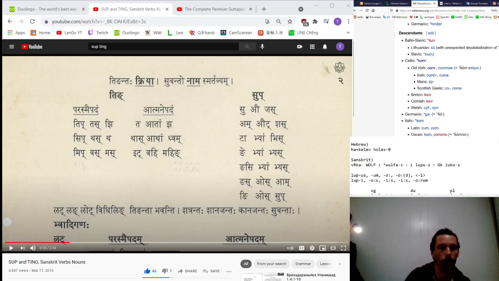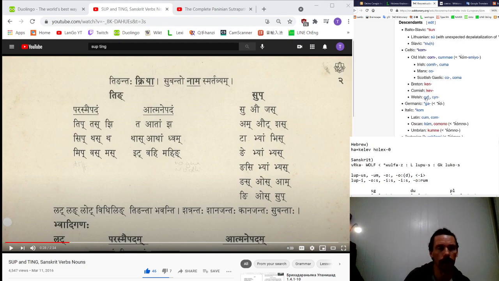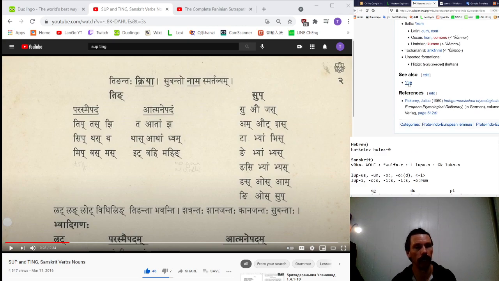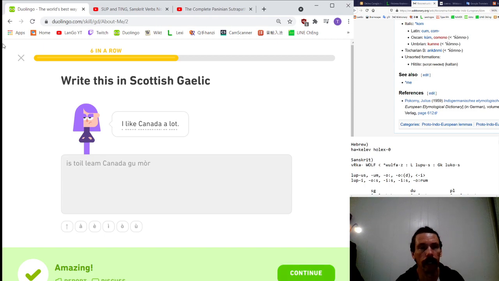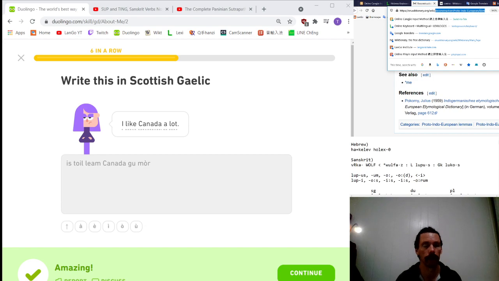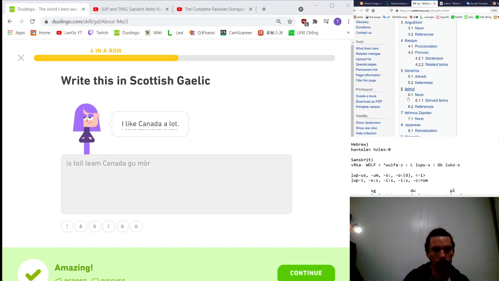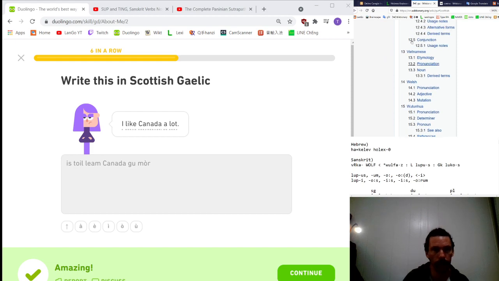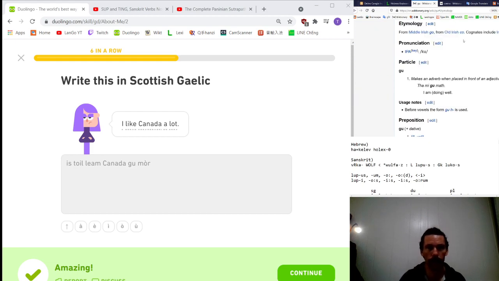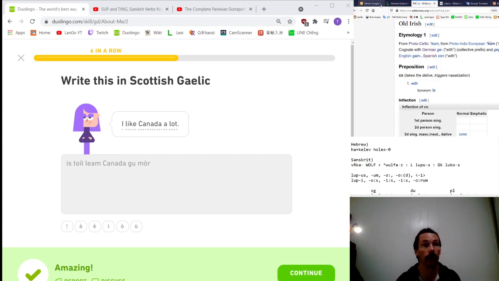Celtic kom. Germanic ga, Italic kom. Great. And is this gu from that too? This go prefix. A lot of goos out there. From ko, yeah, looks like gu and ko being cognate within Scottish.